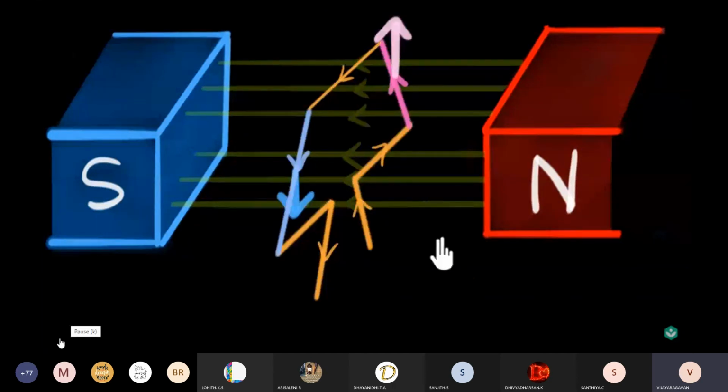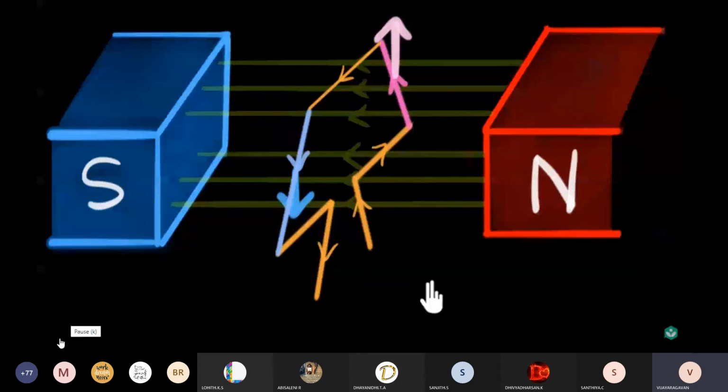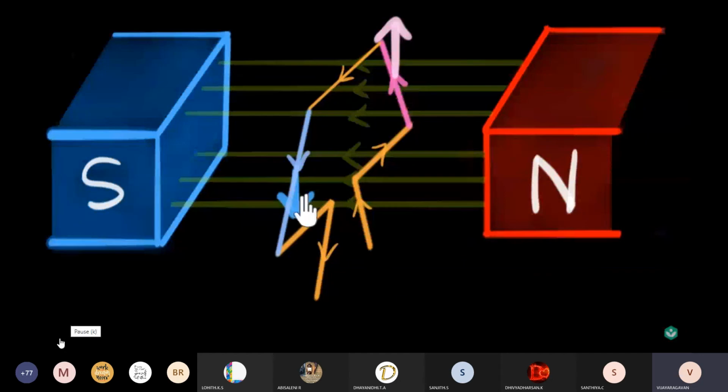Well, to make sure it continuously keeps spinning in the clockwise direction, we have to somehow make sure when this position comes, the force on this wire should become downwards and the force on this wire should become upwards, right? Only then it will continue spinning in the clockwise direction. So we need to reverse the direction of the forces. But the question is, how do we do that? Well, again, let's bring in our left hand.